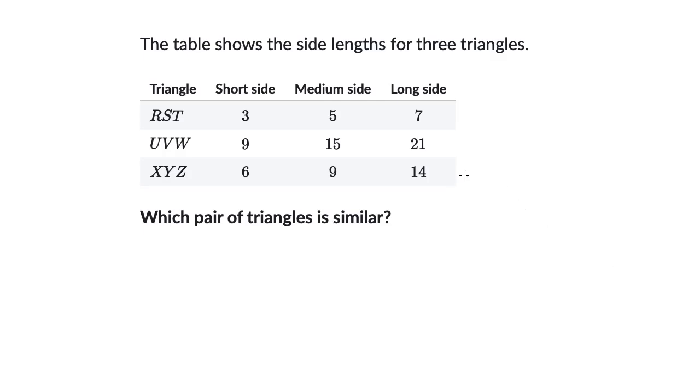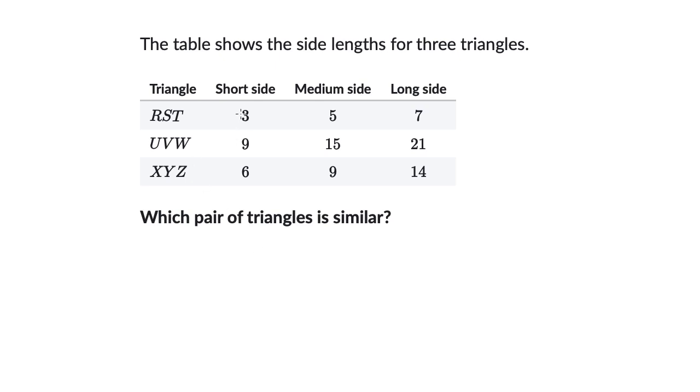We're told the table shows the side lengths for 3 triangles, and then they ask us which pair of triangles is similar. Pause this video and have a go at that. Okay, so there's many different ways of approaching it. One way is to look at the ratio between the corresponding sides in the different triangles.